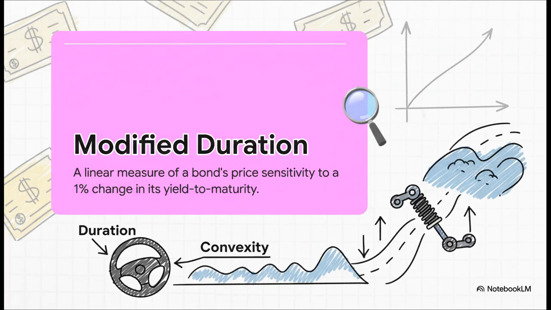At its core, it gives us a pretty straightforward estimate. It answers a simple question. For every 1% that interest rates move, how much is my bond's price going to change? That's it. Think of it as a simple straight-line guess. For the math folks out there, it's the first derivative. It's just the slope of the price-yield curve at one specific point. It's our initial quick and dirty number to gauge the risk.